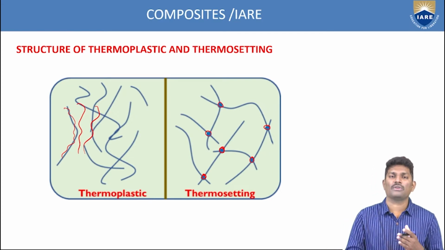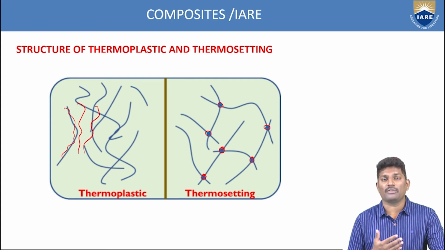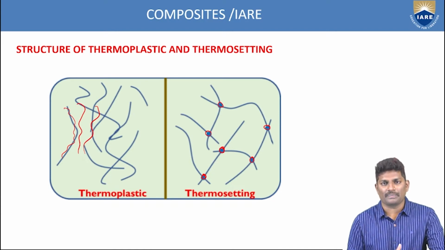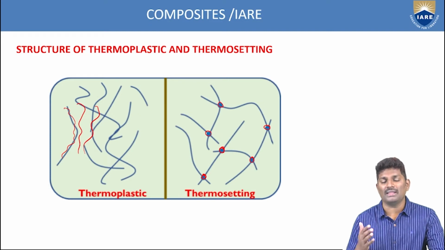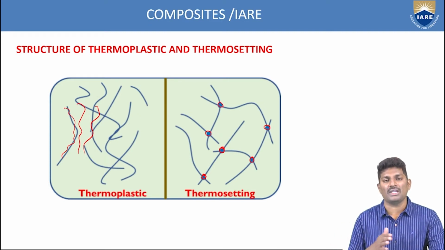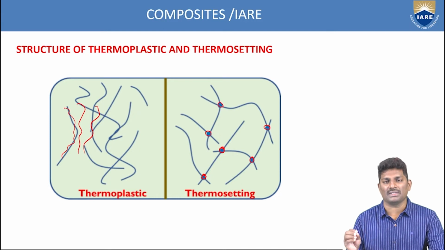So based upon the thermoplastic, if any composite material is being prepared with the help of thermoplastics, these types of composite materials can be reshaped or recycled. But any composite material which is manufactured or prepared by the thermosetting process cannot be recycled. You cannot alter it to any shape. Once one shape is fixed, it is fixed. And it has only one application.